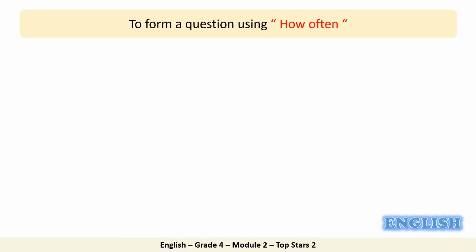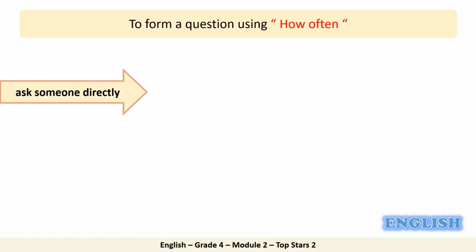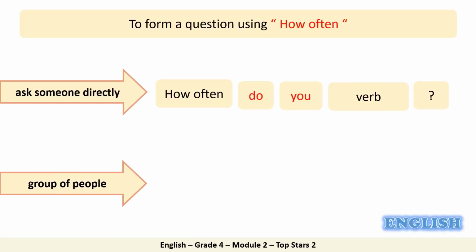Always remember, to form a question using how often, when you want to ask someone directly, you start the question with how often, followed by do and the pronoun you, the verb in the infinitive form, and you put the question mark at the end. If you want to ask about something happens related to a group of people, you start with how often, do, and you use the pronoun they. Then you add the verb in the infinitive form. At the end of the question, you add the question mark.